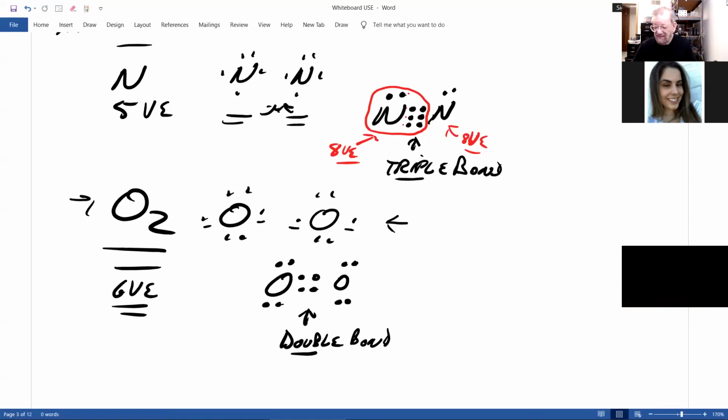And the next time you see somebody breathing, you can tell them, you know, you're inhaling oxygen. That's a molecule with a double bond in the oxygen molecule. They don't like hearing that.